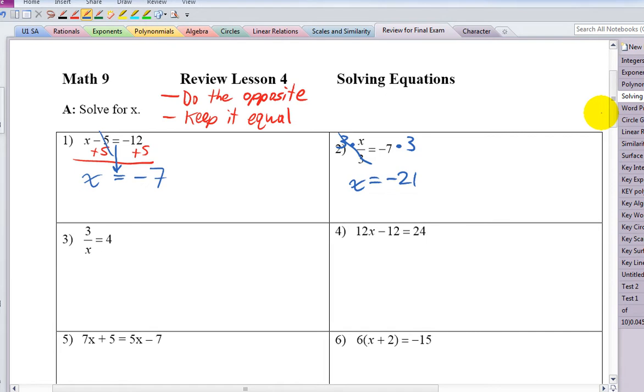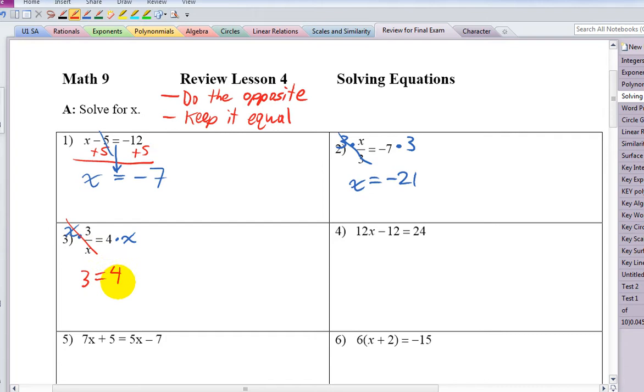Now, number 3, what do we have? Yeah, X is in the basement. It's cold, dark, spiders. Ooh, get out. How do you get X out of the basement? Good. Right now it's divide, so you have to times by X. If you remember that, oh, so easy.